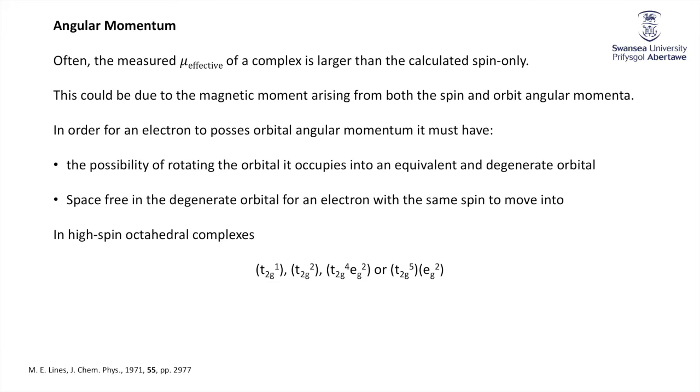Now, in high spin octahedral complexes, d1, d2, d6, and d7, all of which are high spin, will have the most notable effect. And in tetrahedral complexes, d3, d4, d6, and d7 will also have the most notable effect. This orbital angular momentum can only occur in the t2g orbitals. This is due to the t2g orbitals, which are dxy, dxz, and dyz, having equivalent and degenerate orbitals with one another. Obviously, in the eg, this is not the case, where an electron cannot move from the dz squared into the dx squared minus y squared.